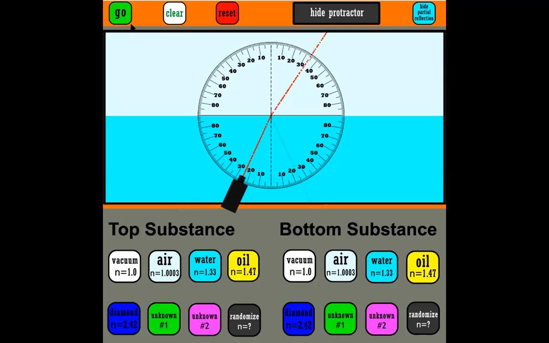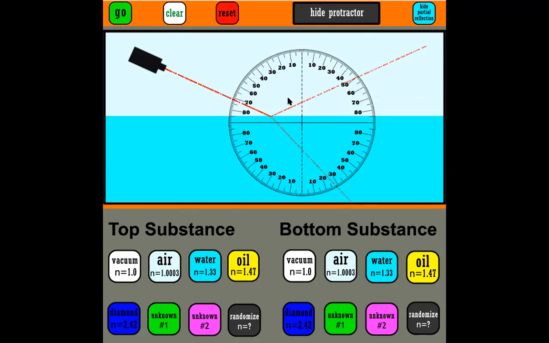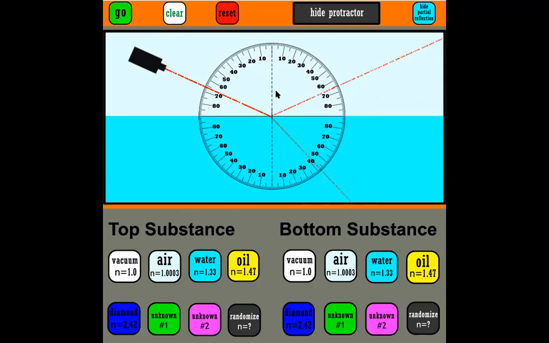So we can do this for all of these things. Clear, we can have different settings here. That's not what I wanted to do. Let's make the bottom. Let's look at it here, right? Do it this time. Go, work, work, work. Yeah, nice. Show protractor, right? Angle of refraction is 42 degrees.